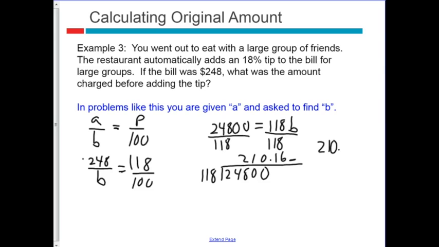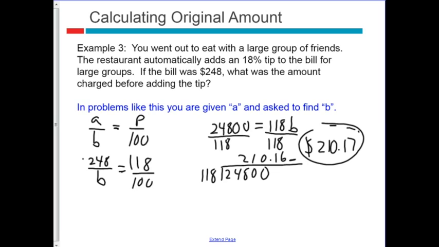That becomes $210.17. That should be the amount of food that was on the bill. Maybe food with tax, I didn't account for that, but that's before the tip is added. Okay, so let's take a look at the next situation.